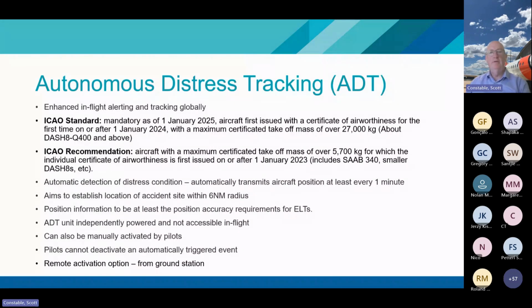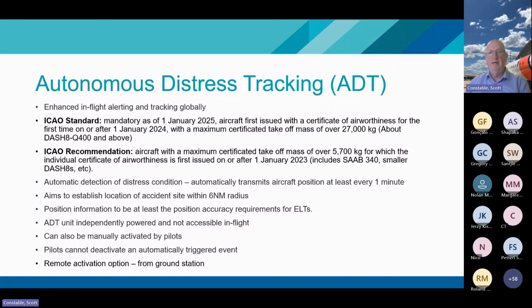The second component, which is pretty much rolling out right now as we speak, is the autonomous distress tracking, or ADT, function. I'll emphasise this is not the same as aircraft tracking, which I just described. It is a common point of confusion in industry, but it is different to aircraft tracking, and I'll hopefully try to explain that now.